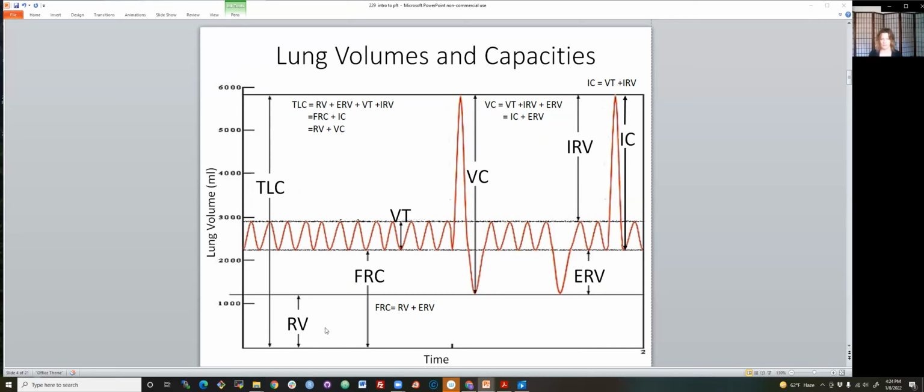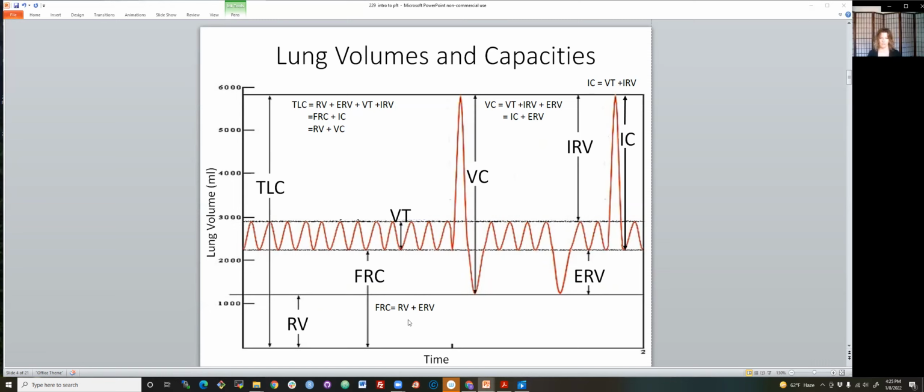So from these volumes, we can create our capacities. We can start with total lung capacity, TLC, which is the sum of residual volume, expiratory reserve volume, tidal volume, and inspiratory reserve volume. Now we can simplify that by noting that TLC is also equal to the functional residual capacity, which is our FRC, and our FRC is the sum of residual volume plus expiratory reserve volume.